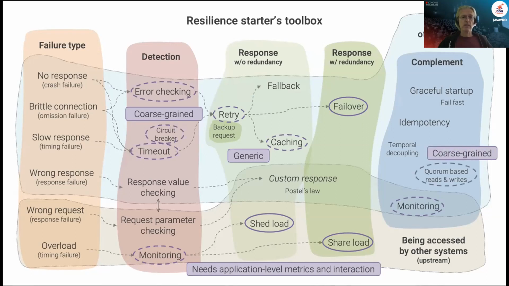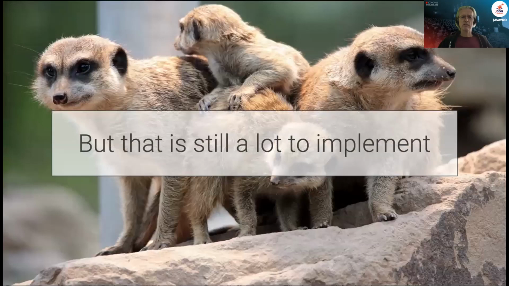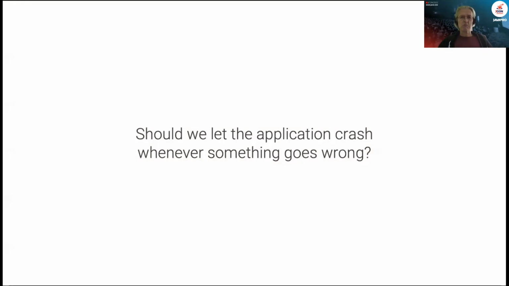So, if you look at that image, say, well, wrap up. That's still a lot to implement, isn't it? So I'm not quite happy about that. So I have to care about these things. But the question is, what's the alternative? To be honest, should we let the application crash whenever something goes wrong just because it's easier?